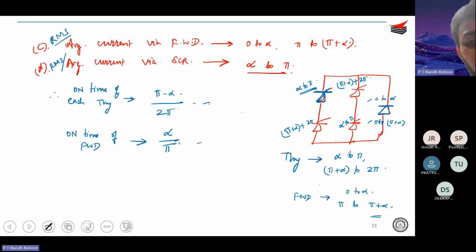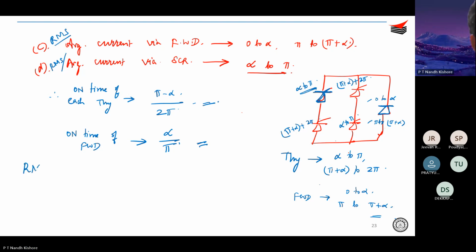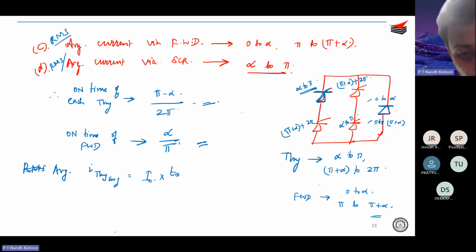Okay, so from this, the RMS and average currents can be found out. Let's say the average current, I thyristor average. So what will be the average? This will be I naught into T on by T, that is the total period, right? So I naught into what is T on? Pi minus alpha divided by the total period, which is 2 pi, right?